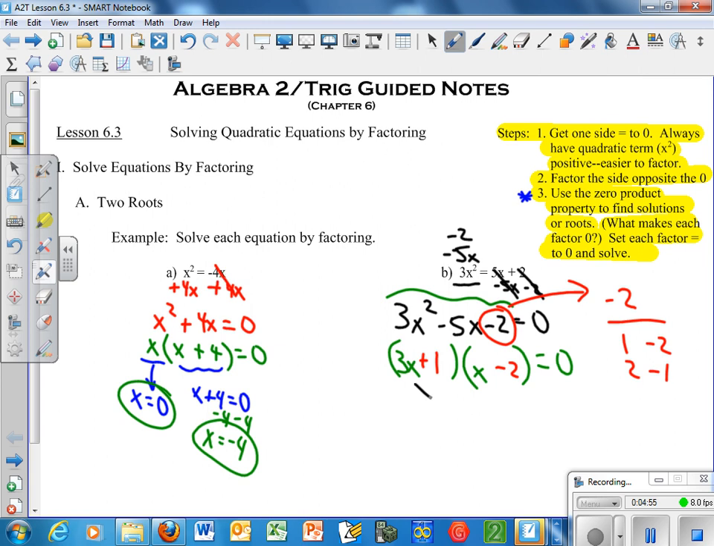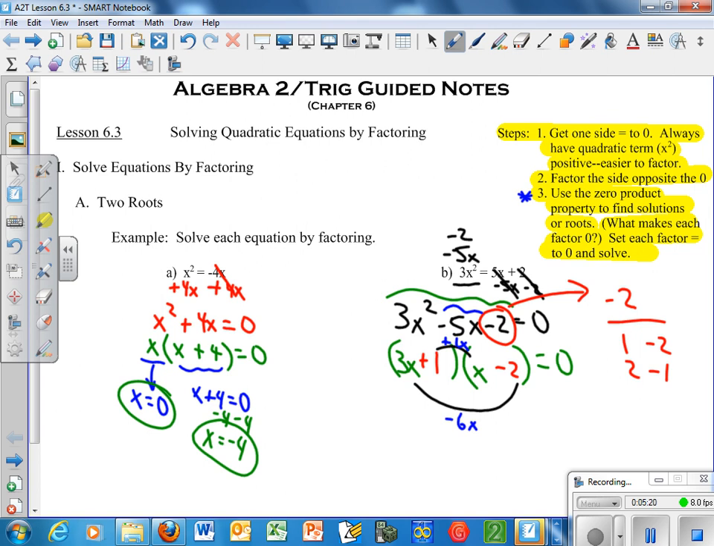Do your outside, do your inside, combine them, and see if we get the negative 5x, which is this term right here. We want to see if we get that. So I get negative 6x, positive 1x. If I combine negative 6x, positive 1x, I get negative 5x.